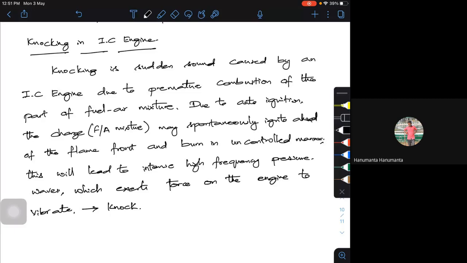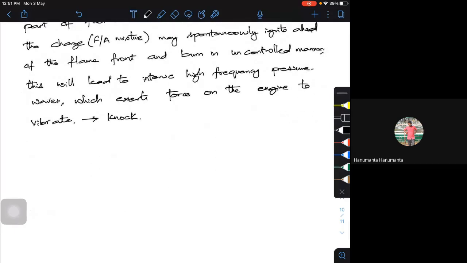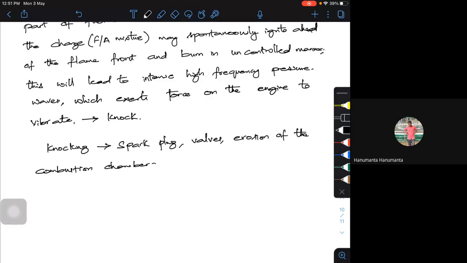And what are the disadvantages of this particular knocking? See, this knocking is nothing but high temperature pressure waves. That is high temperature. So this knocking will spoil your spark plug. This is going to spoil your valves. Okay, so this will lead to erosion of the combustion chamber. These are the effects. So you can call it the knocking effect.